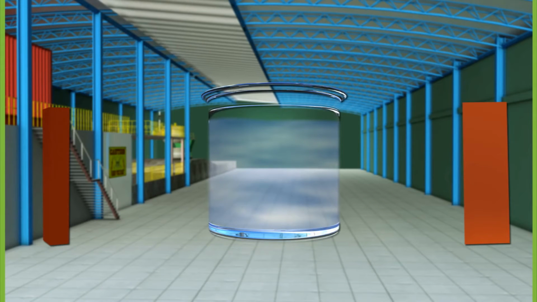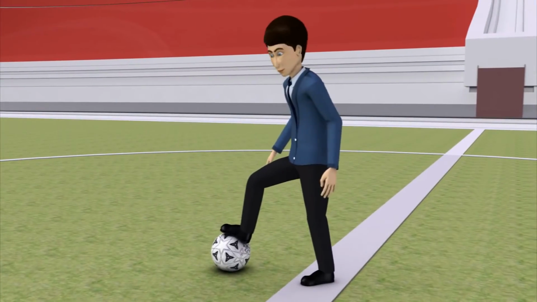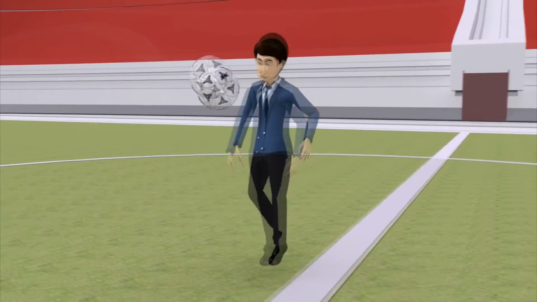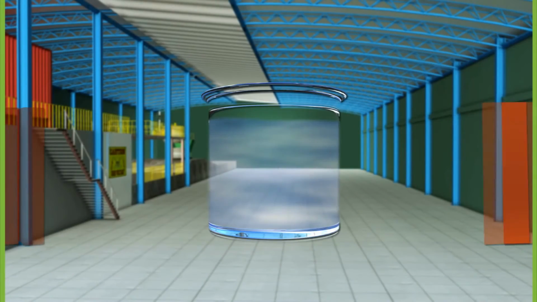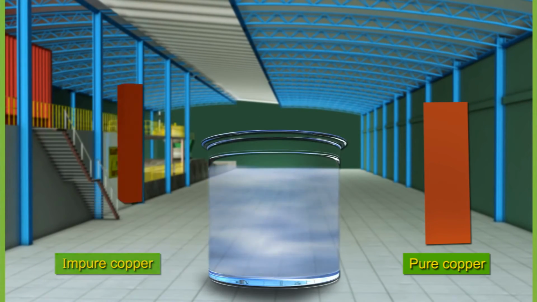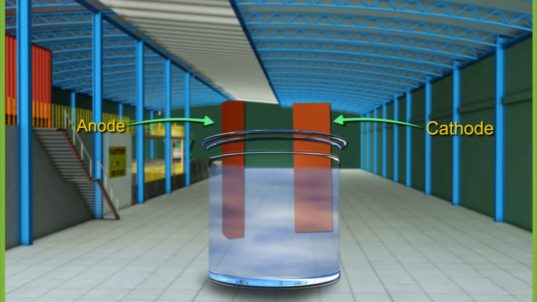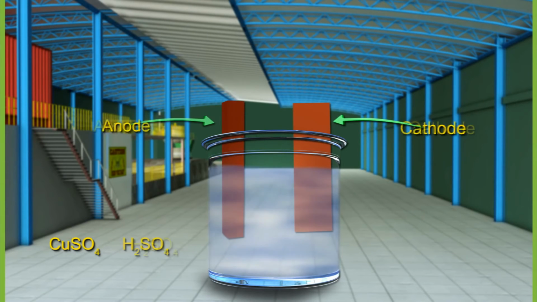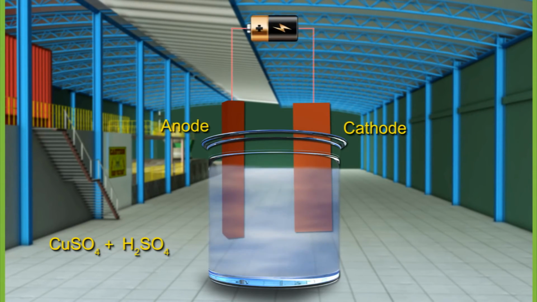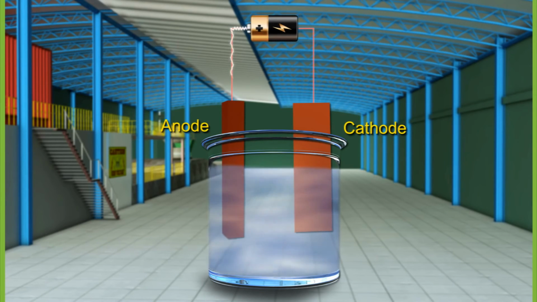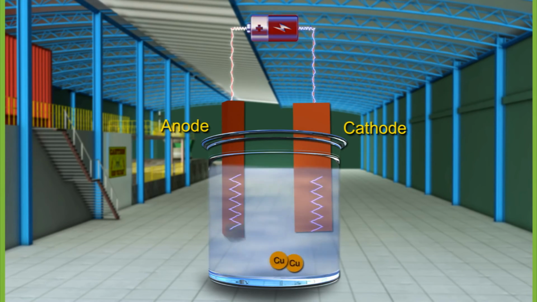It is purified by electrolytic refining. Take impure copper metal as anode and a thin plate of pure copper metal as cathode. Take copper sulfate solution acidified with sulfuric acid as electrolyte. Now pass electric current through the electrolyte. Pure copper is deposited at the cathode, whereas impurities settle down near the anode, called anode mud.